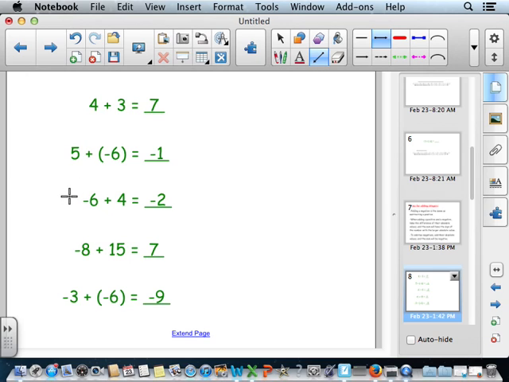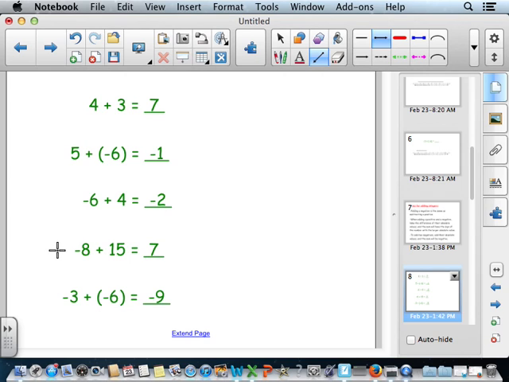Here I'm adding a negative and a positive. I have the same rule. If I'm adding a positive and a negative, I'll take the difference of their absolute values and take the sign of the number with the larger absolute value. The absolute value of negative 6 is 6, and the absolute value of 4 is 4. The difference between 6 and 4 is 2. Because my negative number has the larger absolute value, my sum will be negative.